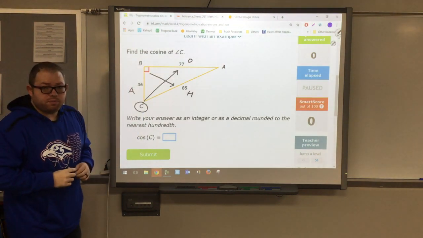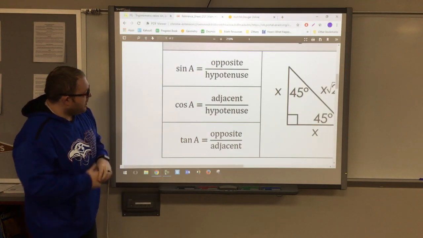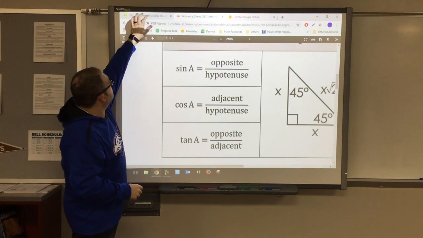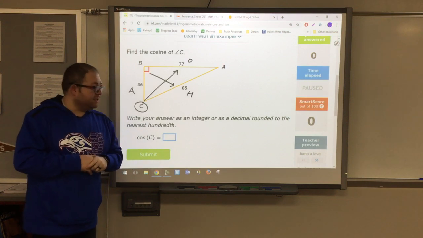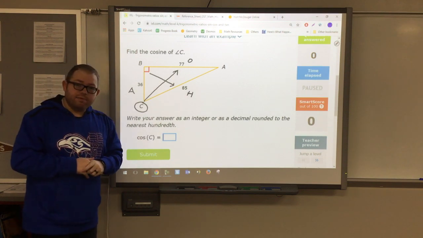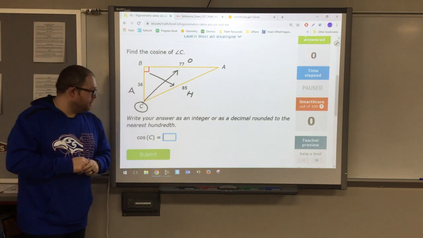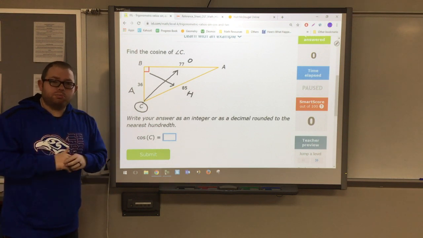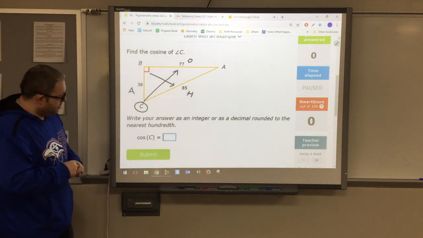Now, if I go back to the previous page very quickly. For cosine, we want the adjacent side divided by the hypotenuse. So, looking at the diagram, the adjacent side is 36 and the hypotenuse is 85. Now, I've made it very clear to you guys in the past that reading directions is really important. This says write your answer as an integer. So if it was a whole number, we would just put 5 or 8. Or as a decimal rounded to the nearest hundredth.